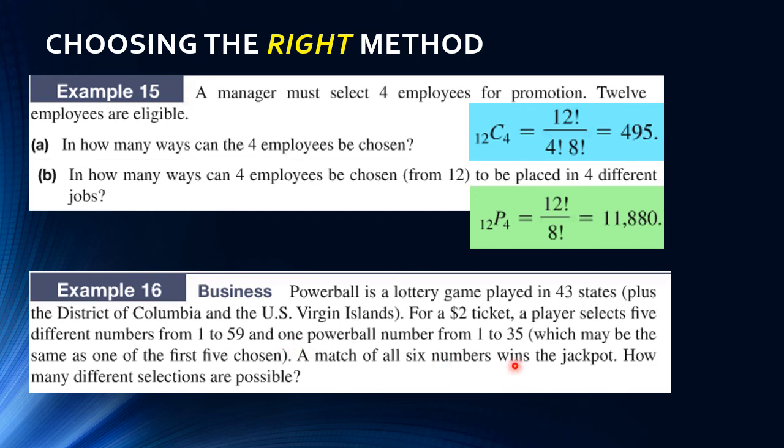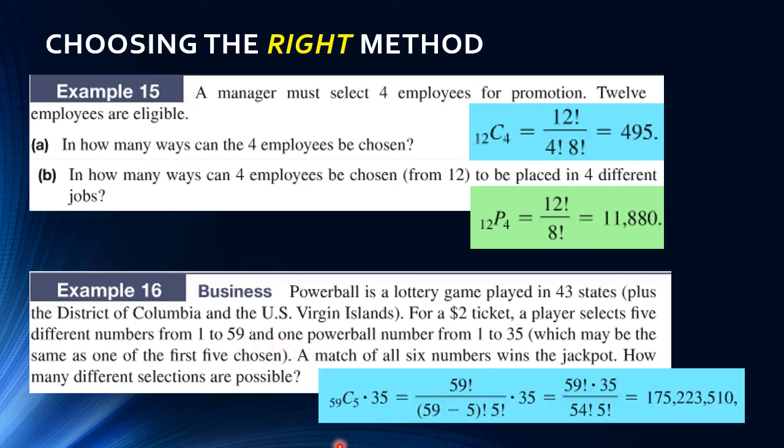Well, first we pick a Powerball. So that's our first choice from the multiplication principle. And we have 35 different ways to choose the Powerball. And then we choose the 5 different numbers. And we have 59 different ways to pick 5 numbers. So this is a combination of 59 things taken 5 at a time. And so we get this formula here, the combination of 59 things taken 5 at a time. That's picking your 5 numbers, and then 35 is picking your Powerball number.